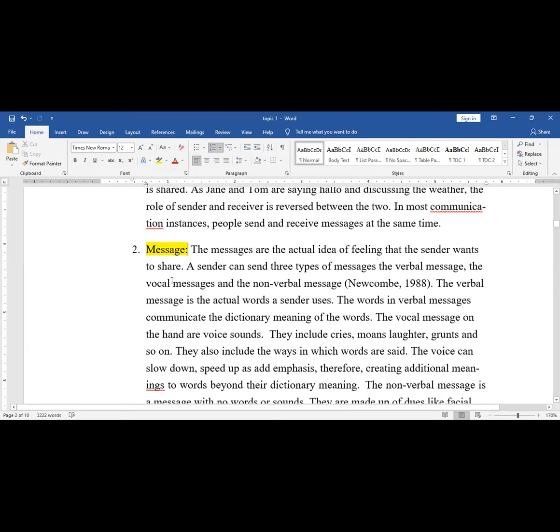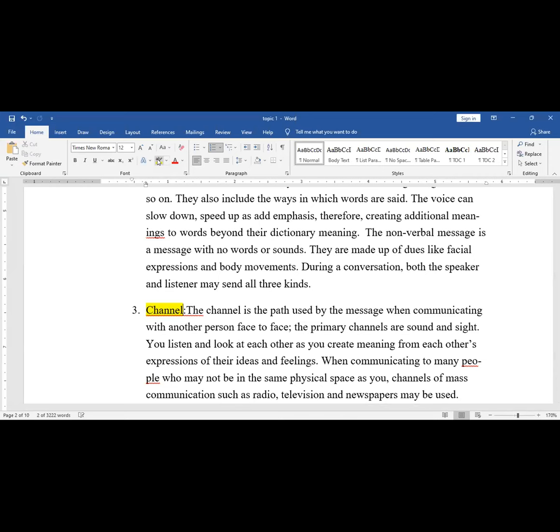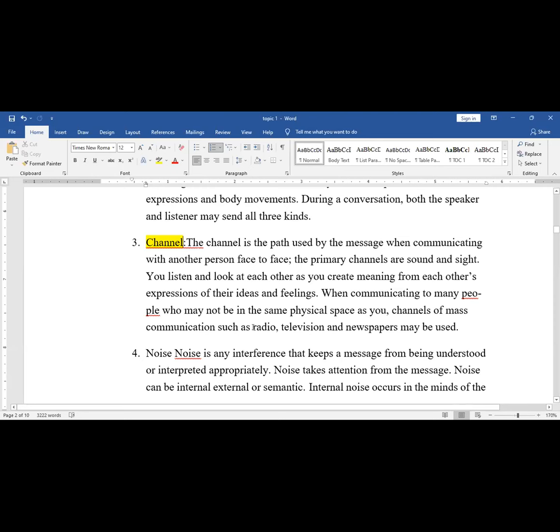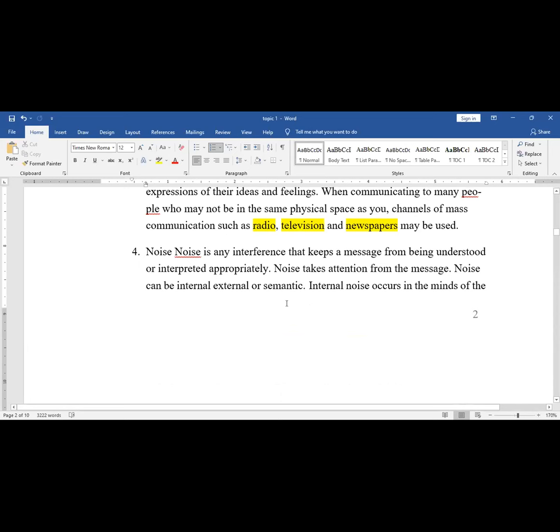Then we have talked about channel. We have said that channel is a path through which information passes. And we have said it can be a radio, it can be a television, it can be a newspaper, it can be a magazine, it can be a mobile phone, it can be anything. It can even be a book, or it can even be a billboard. Those are channels that were used.